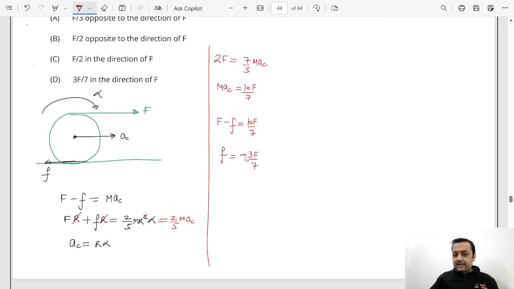Can you see that? Again, as I said, the minus sign just indicates that the direction that you had chosen was wrong, so in reality friction will be opposite of that. That means friction will actually be acting in the forward direction and the value will be 3F/7. So friction will act in the direction of capital F. I hope you have understood.